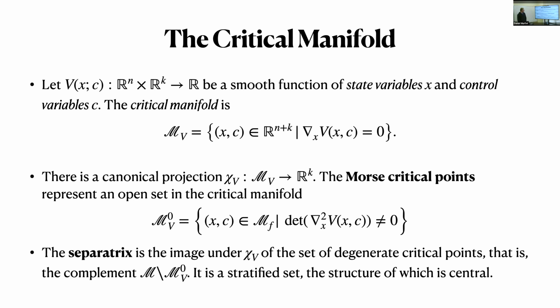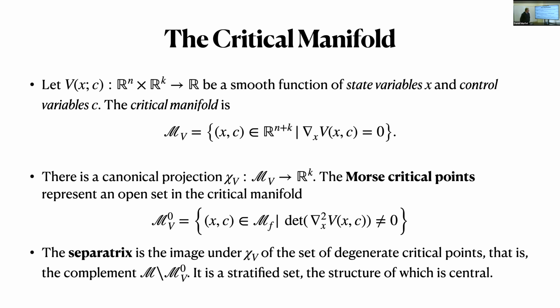And the separatrix is the image under this projection of the rest, right? So take a control parameter, and then you look at the graph of v as a function of x. If anywhere on that graph there is a degenerate critical point, that is one that is not non-degenerate, then it's in the separatrix, right? Because it's in the image of this projection of a non-Morse critical point. Okay, so it's the complement. That's the image of the complement.